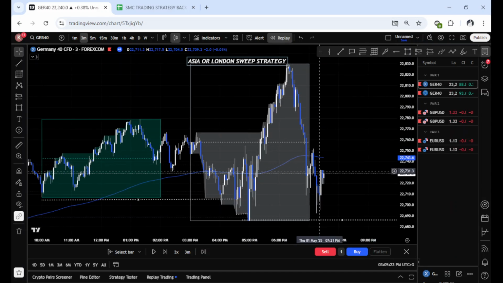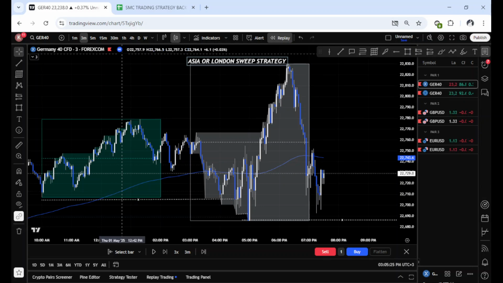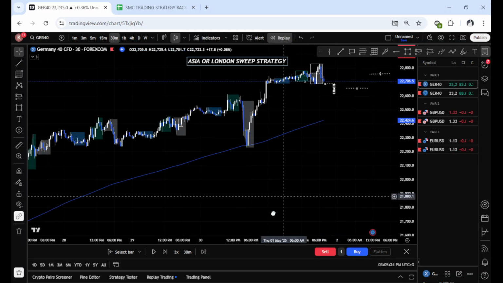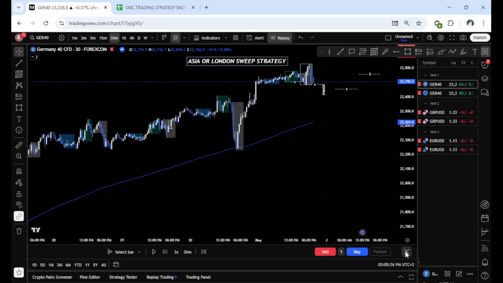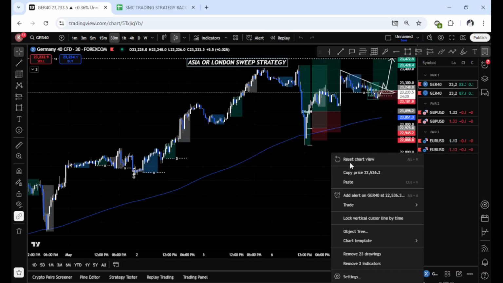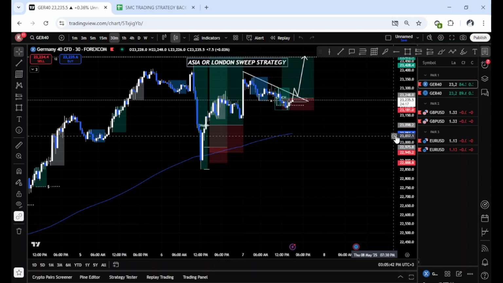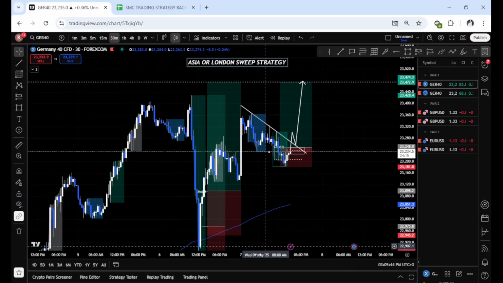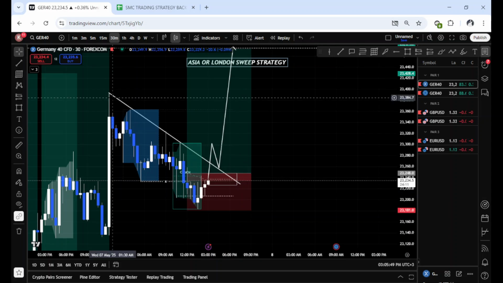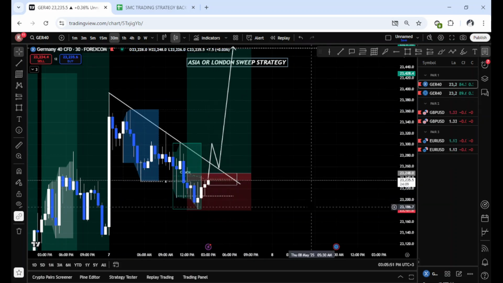This is German 30 that I'm dealing with. This is the current trade I am into. Let me just remove all these drawings and show you. So this is the trade I am into currently. As you can see, it nearly took me out, but I'm still in. I'm waiting for this break and retest here to add more positions.